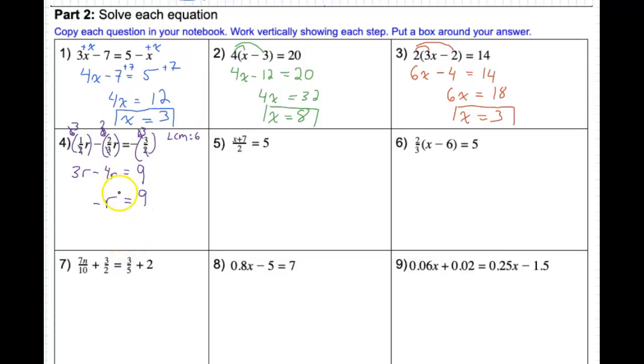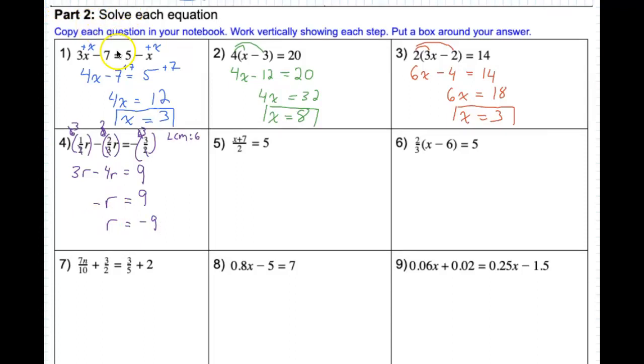That's not really what I want, right? I don't really want that because I want to end up with r equals. So how can I make this become positive? If I times by -1 to both sides, I'm allowed to do that, right? So -9.